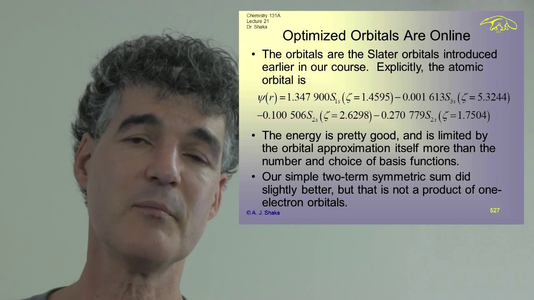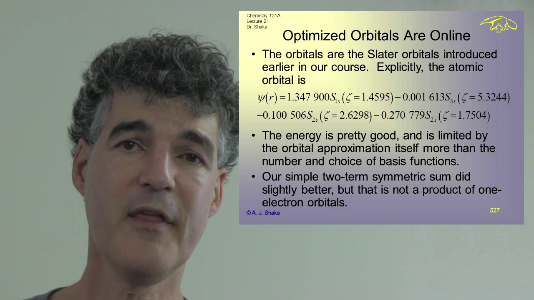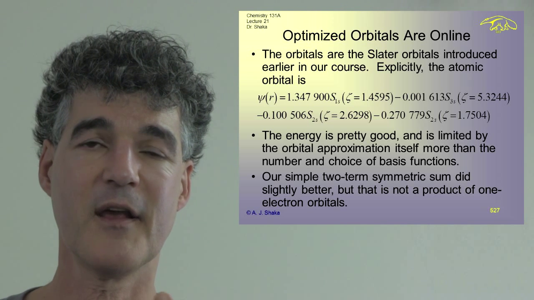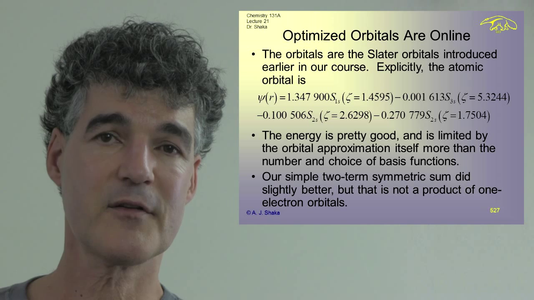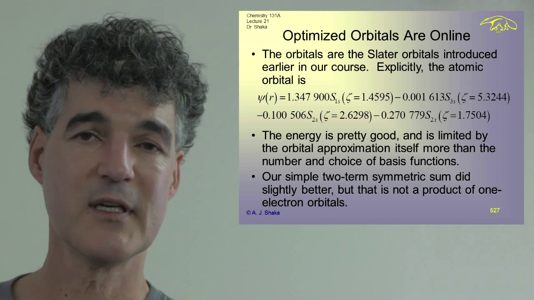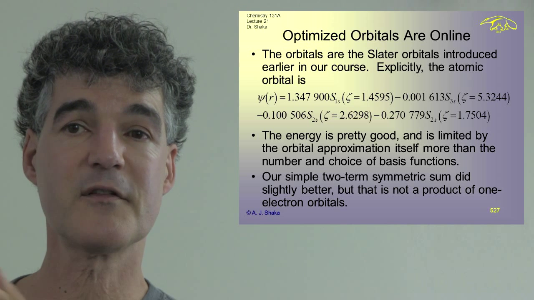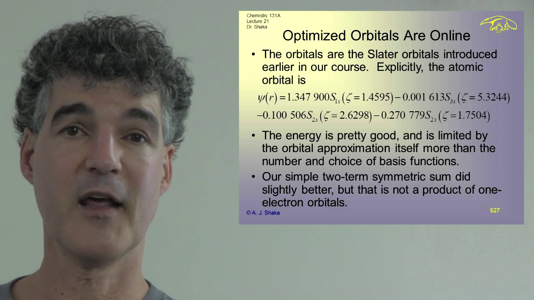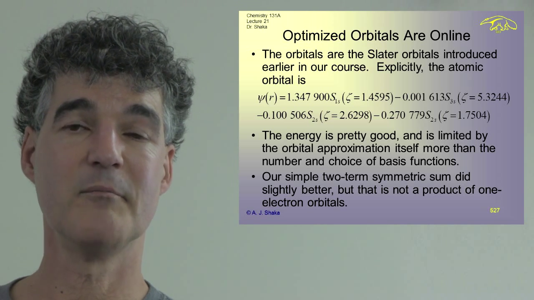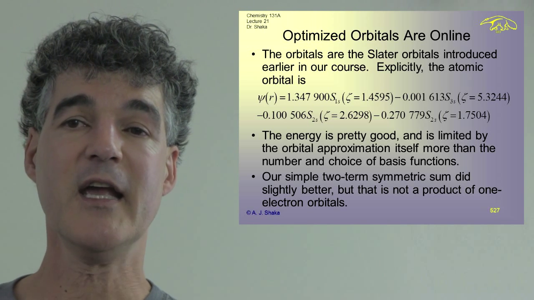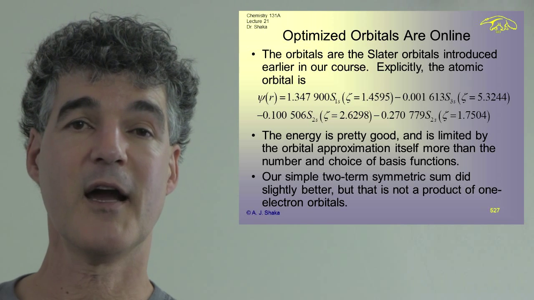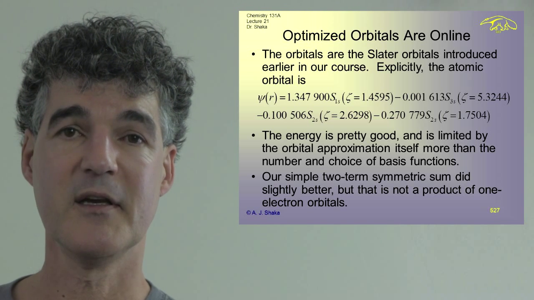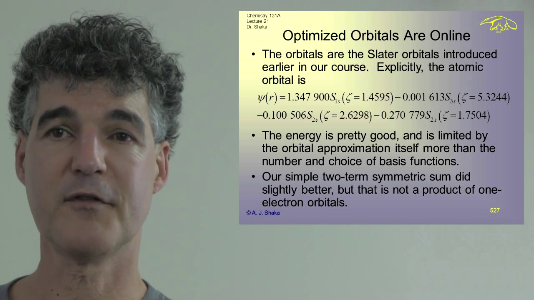I'll just note that the simple two-term symmetric sum that I initially suggested earlier, which had one electron bound and the other one loose, plus the other electron bound and the first one loose, did better even for helium than this much more complicated looking thing. But that's not a product of one-electron orbitals, and so that's a different kind of thing. And I would not necessarily be able to write down something so clever for a barium atom, for example, whereas this will be a systematic way to get something reasonable for that.